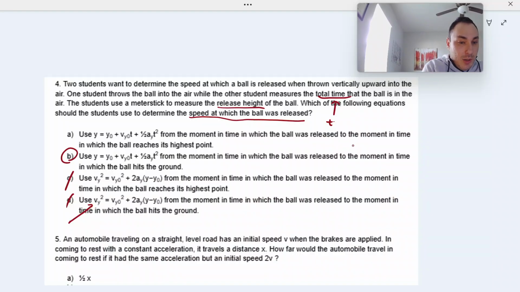A is not going to work because we're not measuring the time. We're not measuring when the ball reaches its highest point. We would need that displacement in the y direction too if we're going to stop the timing there. This is like your catapult experiment. You probably stopped time when the ball hit the ground again, not when the ball reached the apex. So the answer is B.